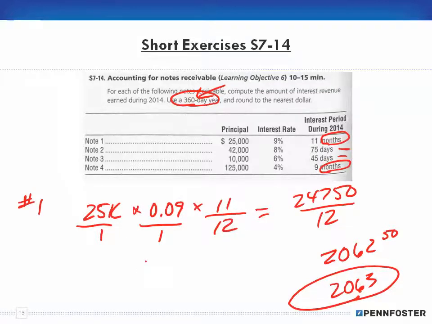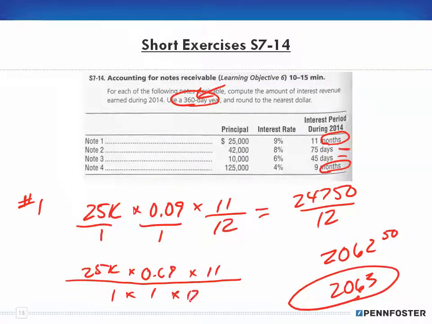So in the numerator, I can write it like this: I have 25,000 times 0.09 times 11, and then I have 1 times 12, which is 12. So I'm multiplying straight across here, 25,000 times 0.09 times 11, and of course that gave me my 4,750, and then I'm dividing by the 12. That's the easiest way of doing it.